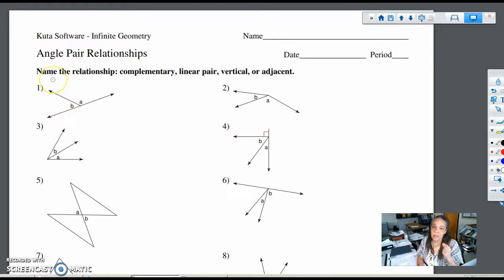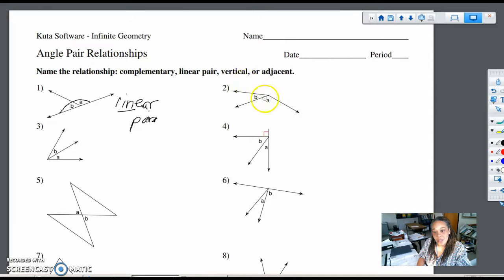A straight line should immediately ring an alarm that it has to equal 180 degrees. The two of these together form a straight line, and that would be the one that literally says line in it, a linear pair, the two coming together to form a line. Great. Okay, number 2.